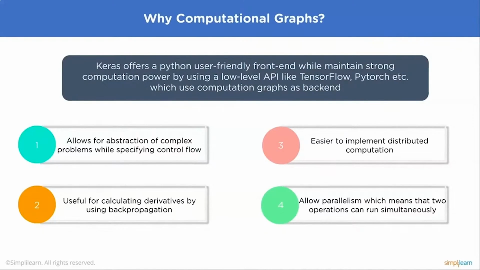It's easier to implement distributed computation. So Keras is a really nice way to package it and get it off on different computers and share it. And it allows parallelism, which means that two operations can run simultaneously. So as we start developing these backends, it can do all kinds of cool things and utilize multiple cores and GPUs on a computer to get that parallel processing up.